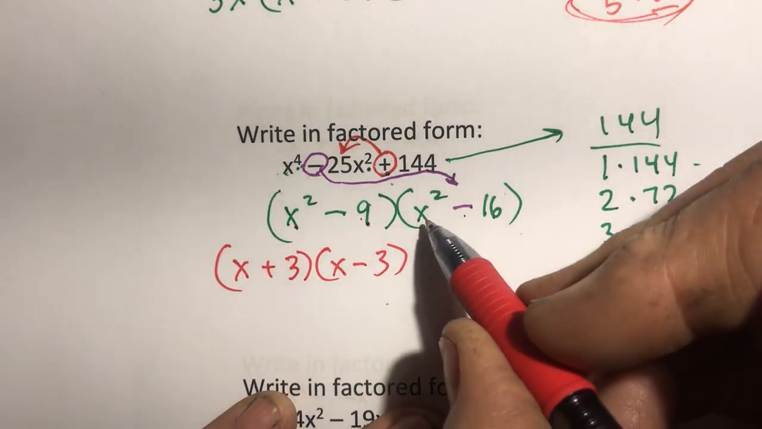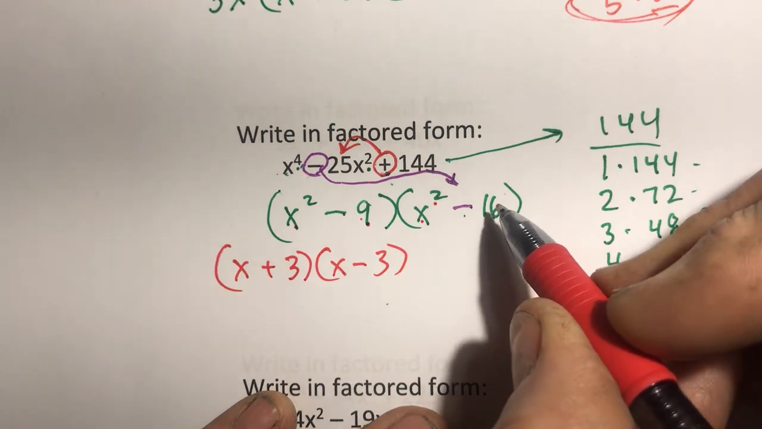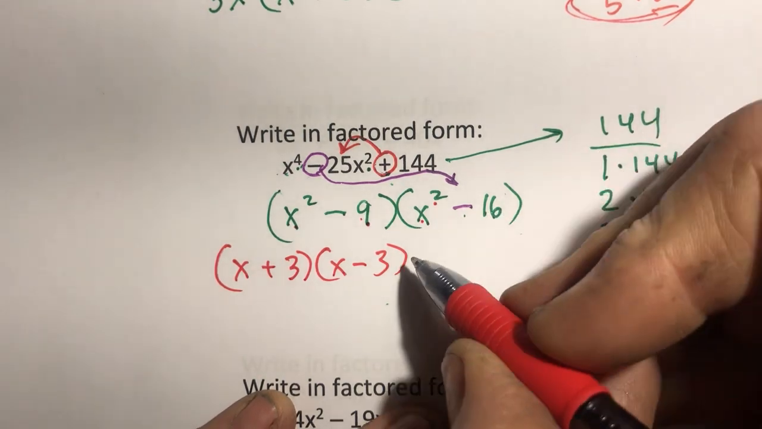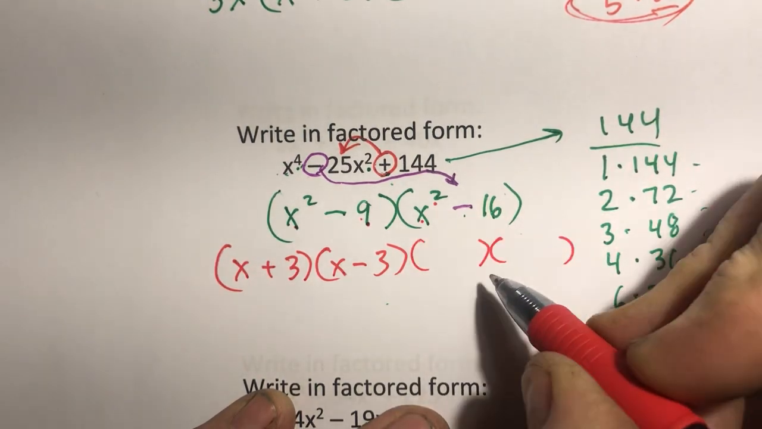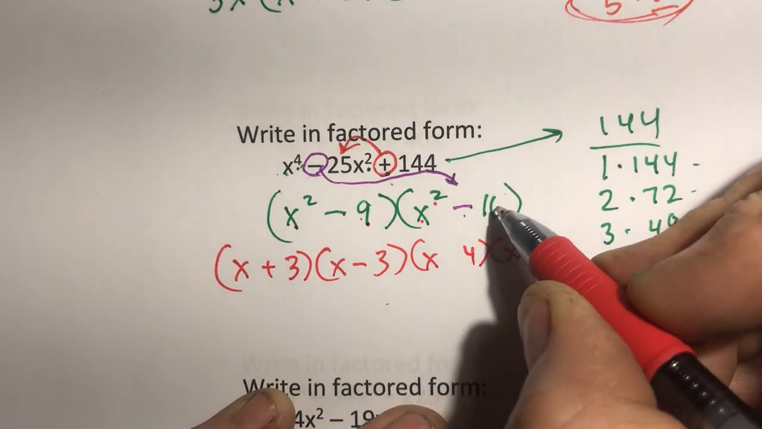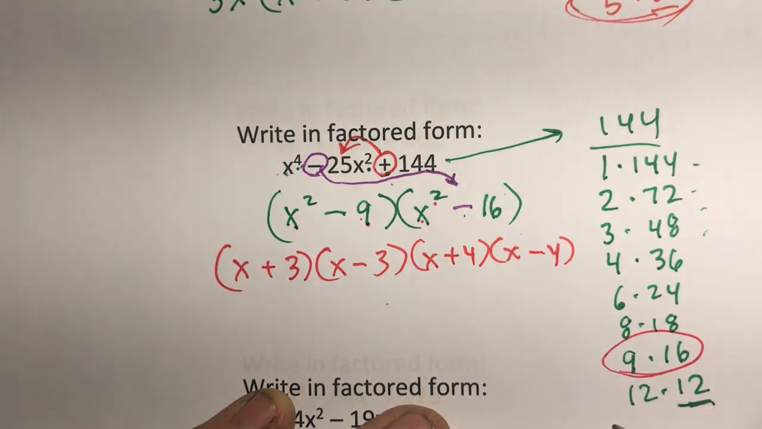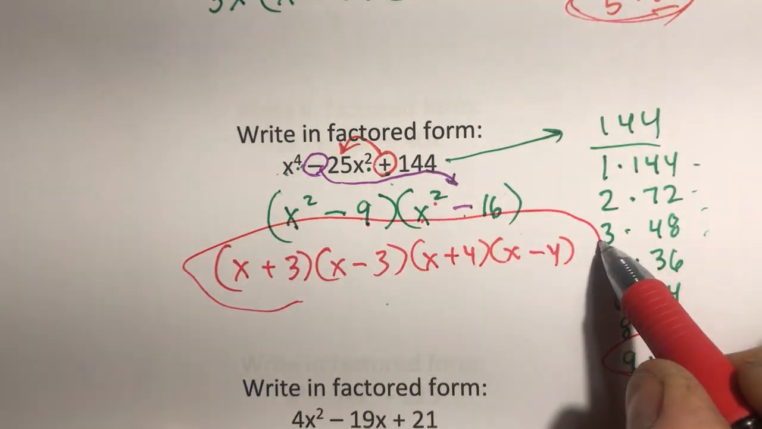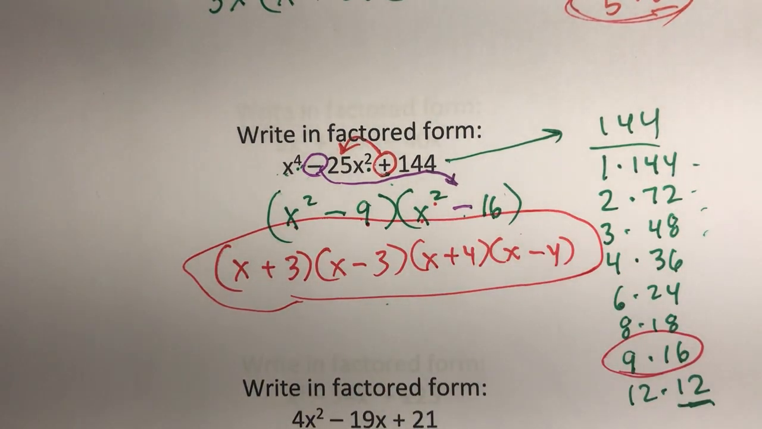I can do this one the same way because this is x squared and that's 4 squared. This is a difference of squares. So I can break it down the same way. x times x is x squared. 4 times 4 is 16. One's plus and one's minus. And there you go. That is factored completely.